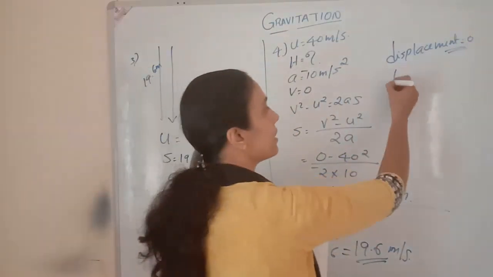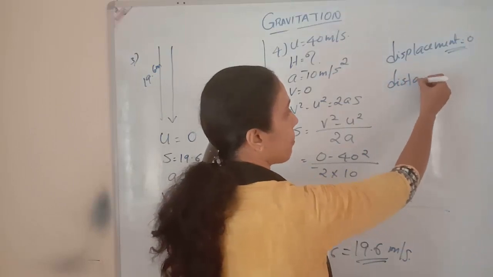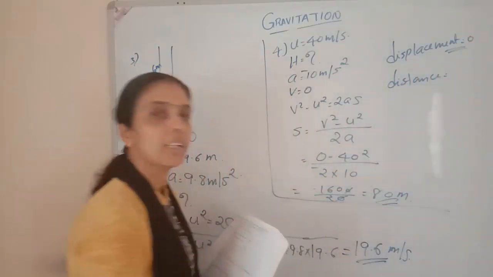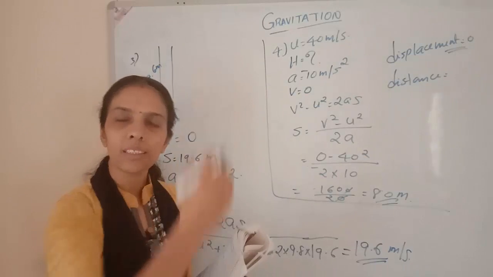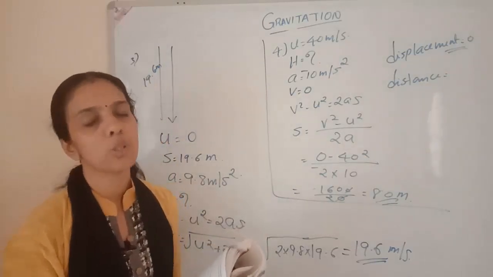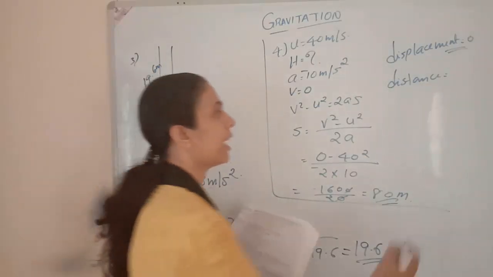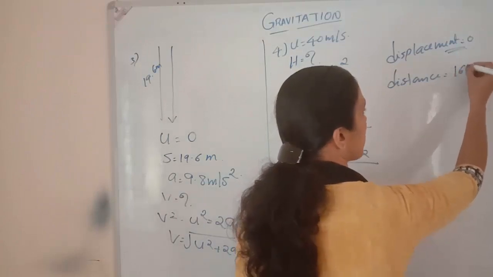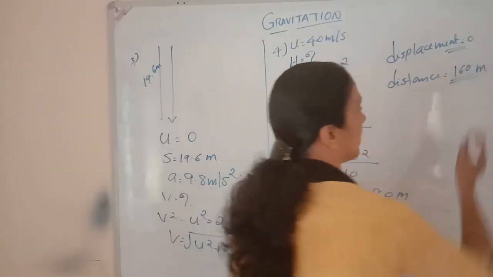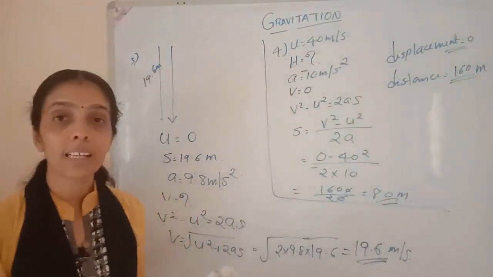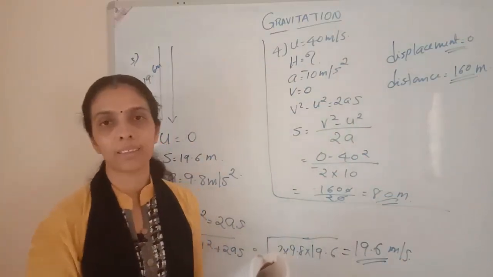Now, what is the total distance covered? Distance covered means total length of the path covered by an object, right? So, upward direction 80 meter, downward direction 80 meter. So together it will be 80 plus 80, that is 160 meters. Okay, distance covered means total length of the path travelled.